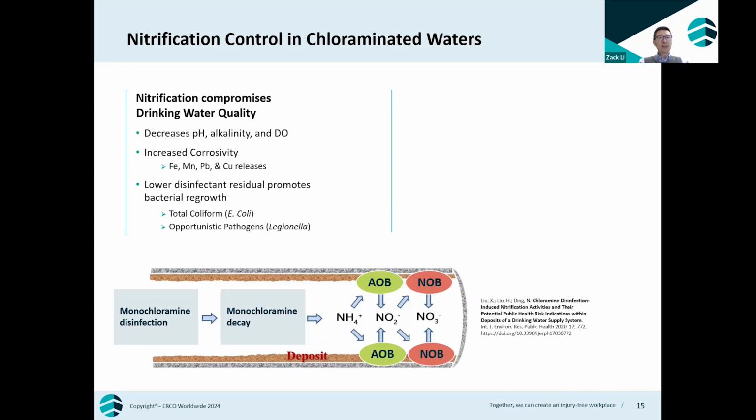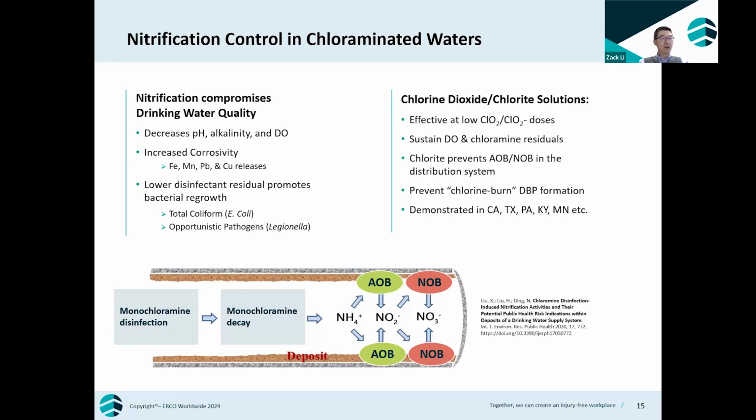Also, nitrification can cause lower disinfectant residual in the distribution system that promotes bacterial regrowth. You have regrowth of total coliform and opportunistic pathogens. Using chlorine dioxide can help maintain the stability of monochloramine residual by inactivating both ammonia oxidizing bacteria and nitrite oxidizing bacteria in the distribution system.